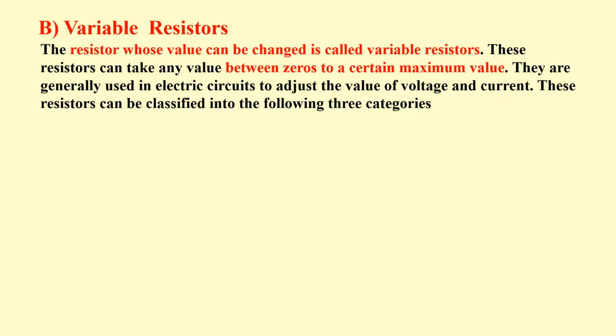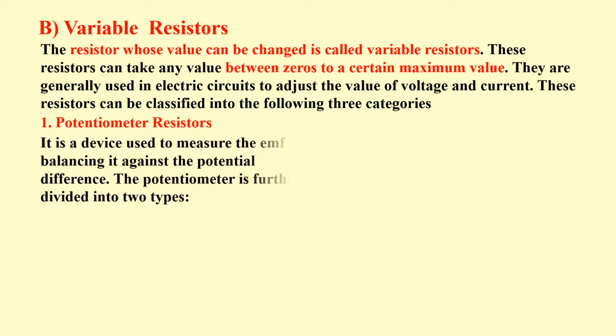Now, the variable resistors. The resistor whose value can be changed is called variable resistor. These resistors can take any value between zero to a certain maximum value. They are generally used in electric circuits to adjust the value of voltage and current. These resistors can be classified into the following three categories.